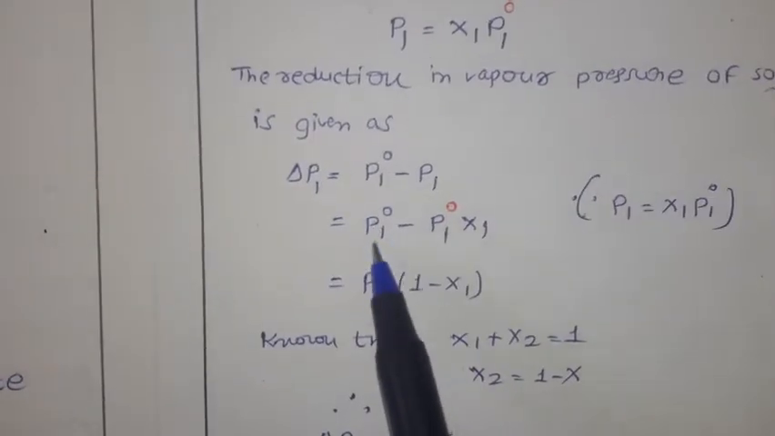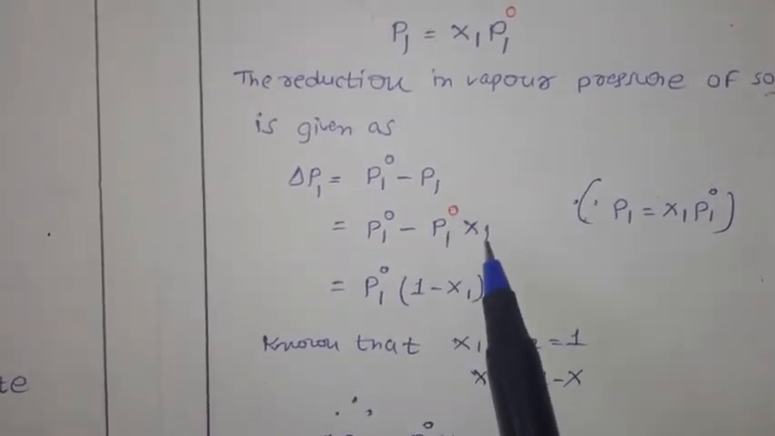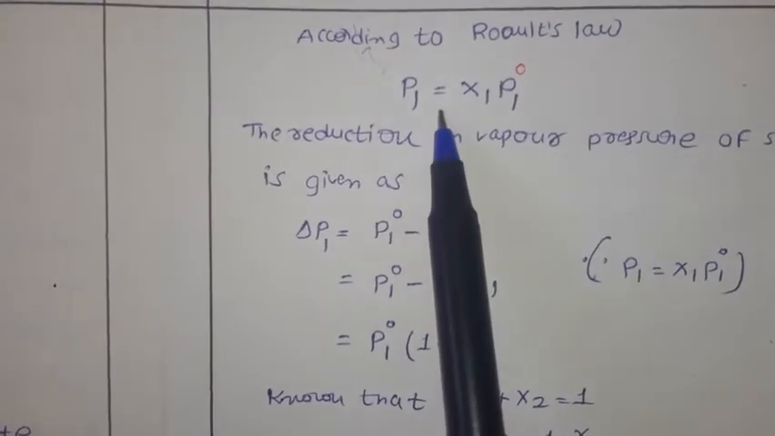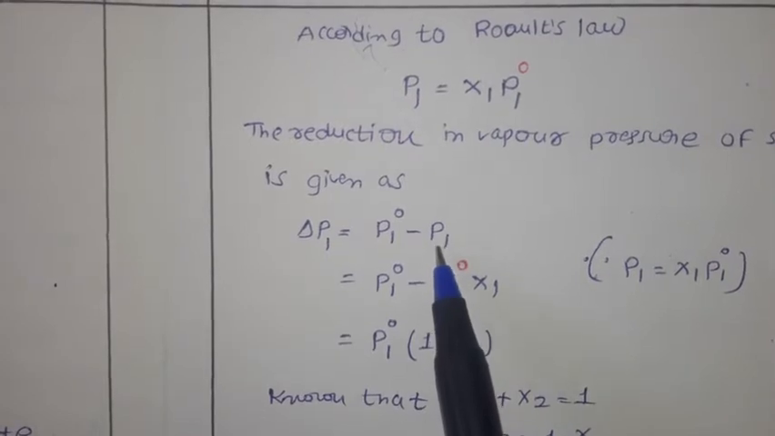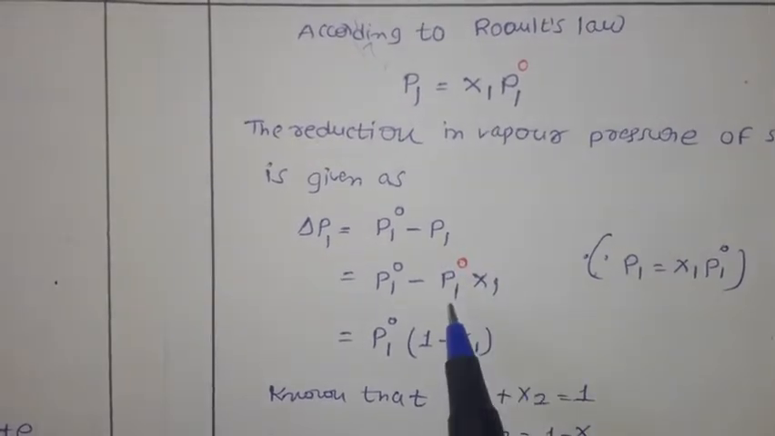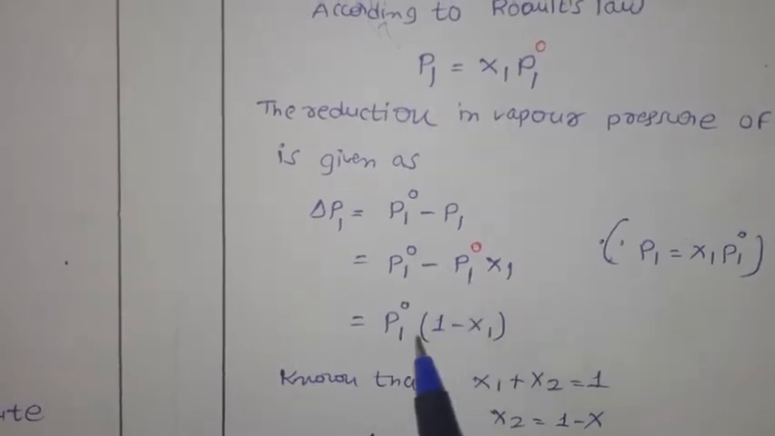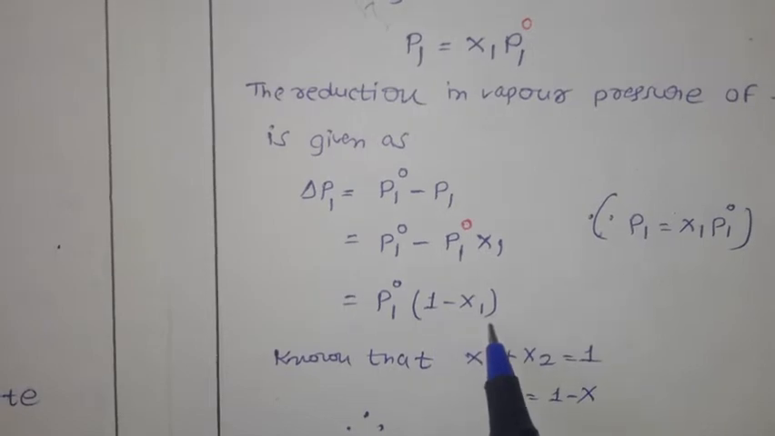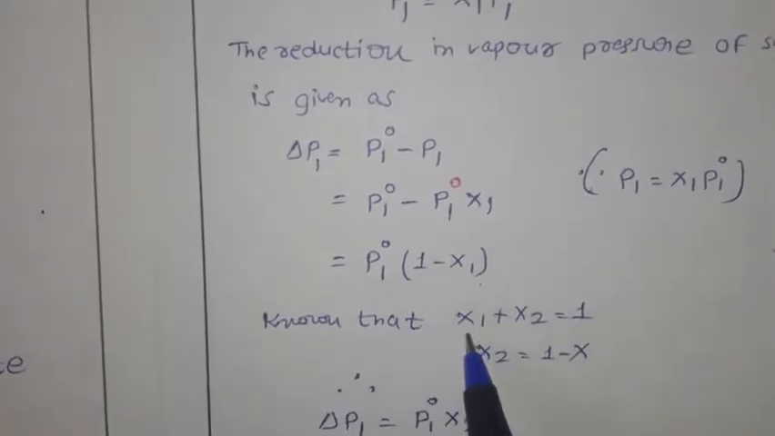So P1 naught minus, instead of P1, I am going to substitute P1 naught into x1. Why? Because from Raoult's law, partial pressure equals x1 into P1 naught. So here P1 naught is common, and taking it common you get 1 minus x1. We know that the sum of the mole fractions of the components equals 1.